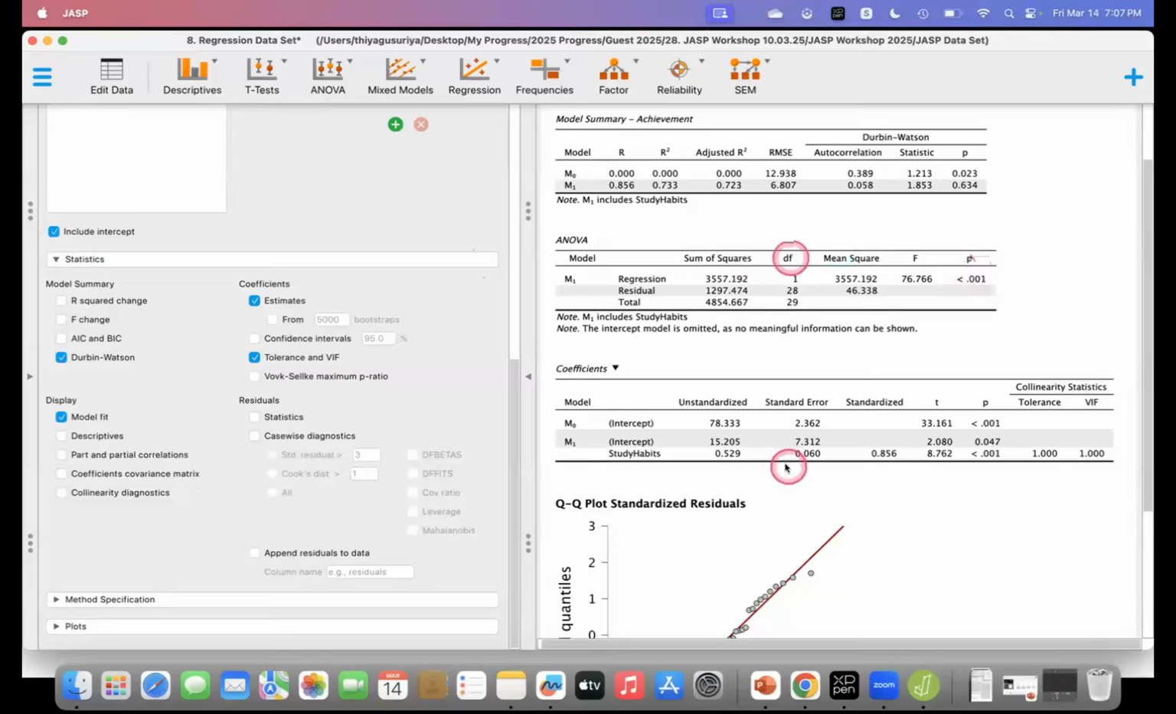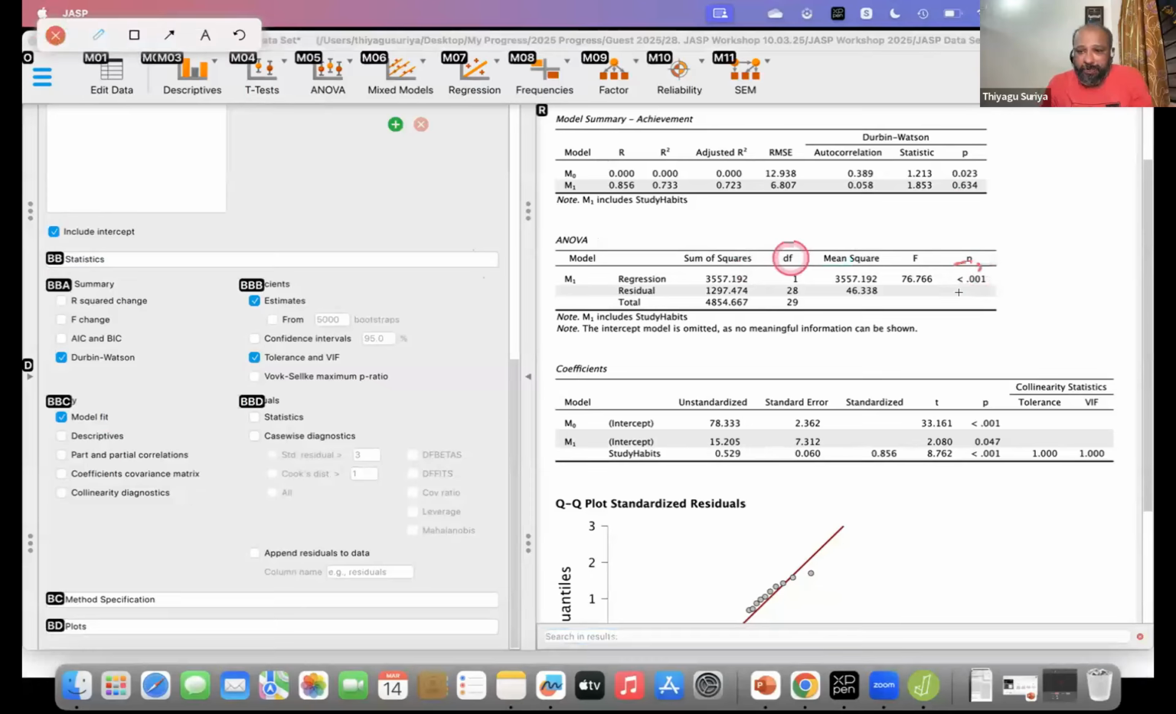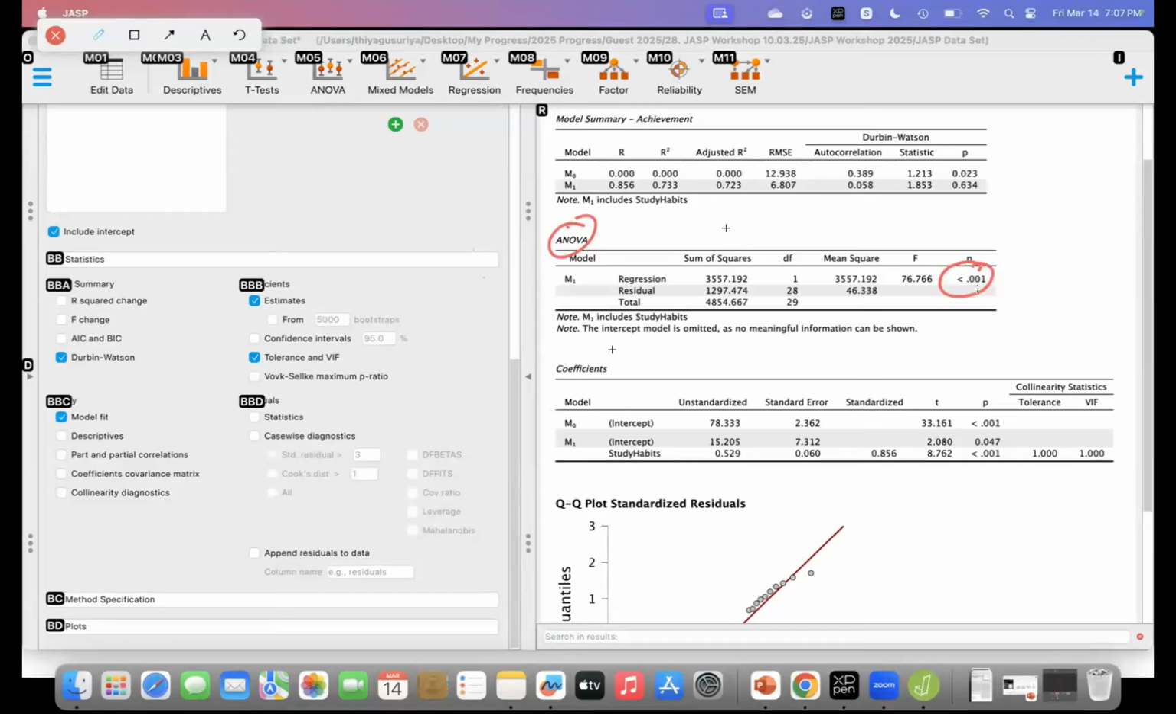Now we can see this score, this one, the ANOVA table. What is the ANOVA table talking about? It represents the model fit. It is talking about model fit. Is it significant or not? Yes, sir, it is significant.